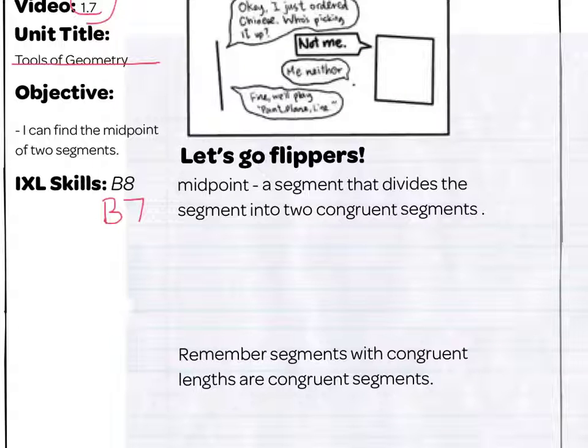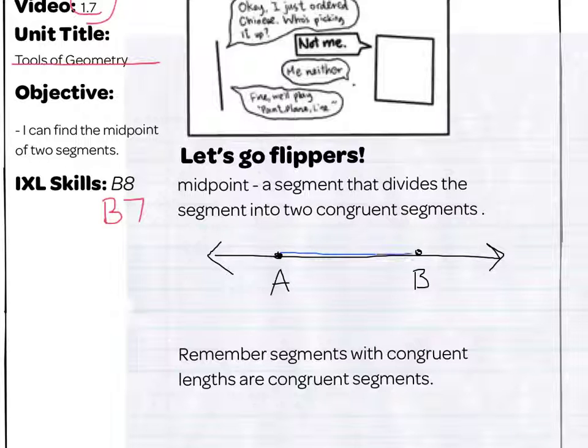Okay, so the midpoint. A midpoint, again, you're writing this down. Midpoint is going to be a segment that divides the segment into two congruent segments. So if I have a line AB, and then on that line AB, I have segment AB. I'm going to highlight segment AB in blue. Here's segment AB, and it's from this point to this point.